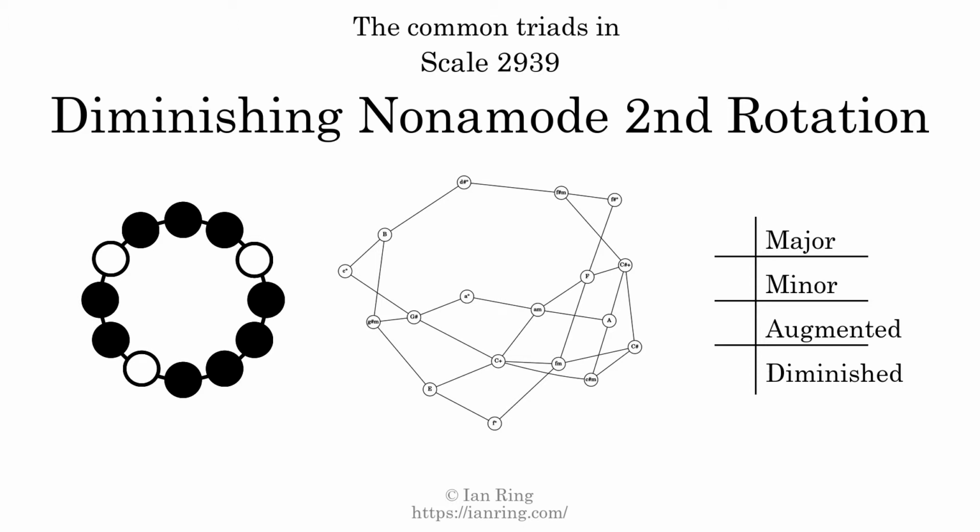The diagram in the center is a graph of parsimonious voice leading between triads. There are 6 major triads. There are 5 minor triads. There are 2 augmented triads. There are 5 diminished triads.